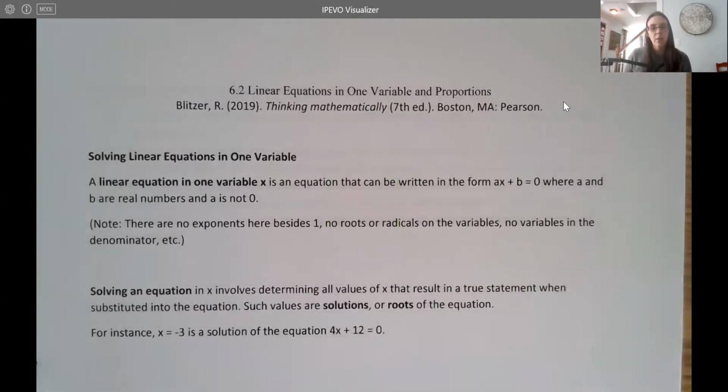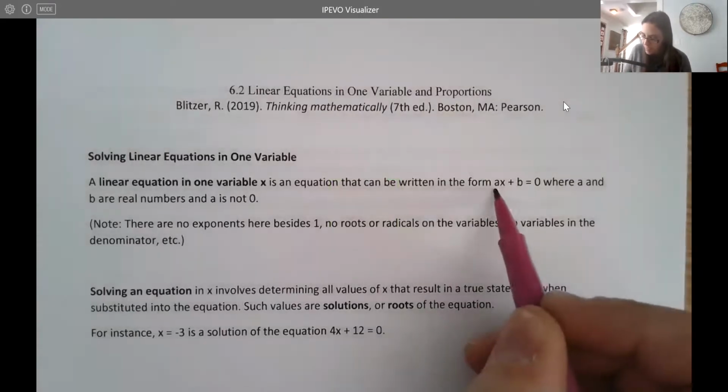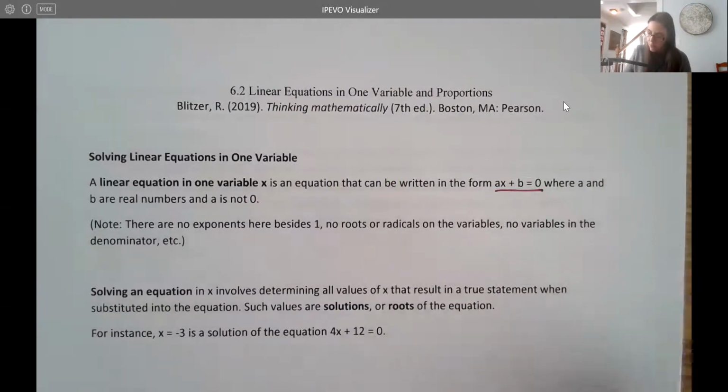Now for section 6.2, we're going to continue reviewing our work with variables, and this time talk more about equations. So we did a little bit with equations with formulas, but it was more about still evaluating and plugging numbers in. So here we're going to do a little bit different and learn how to solve. So a linear equation in one variable is an equation that can be written in the form ax plus b equals 0, where a and b are real numbers and a is not 0.